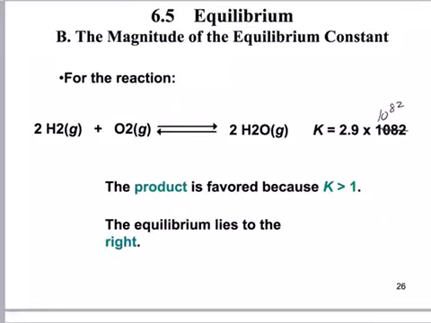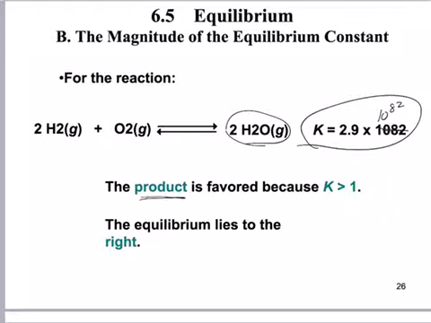So let's take a look at this reaction. For hydrogen plus oxygen going to water, the experimentally determined K has a value of 2.9 times 10 to the 82nd power. That is much larger than 1, which means this reaction heavily favors the product, and the equilibrium lies to the right. Well, that sort of makes sense. I don't worry about my water turning into oxygen and hydrogen on me. That's not going to happen, because the K for the reverse reaction is going to be much, much smaller than 1.